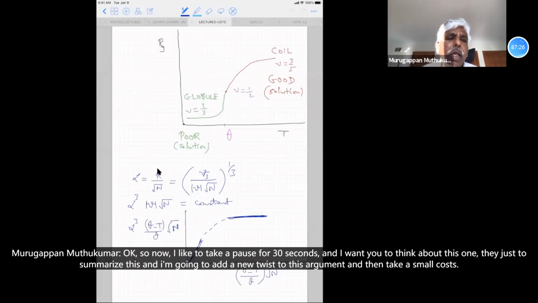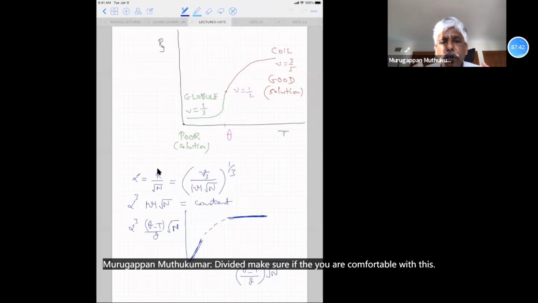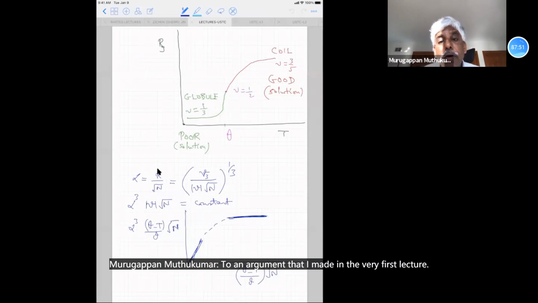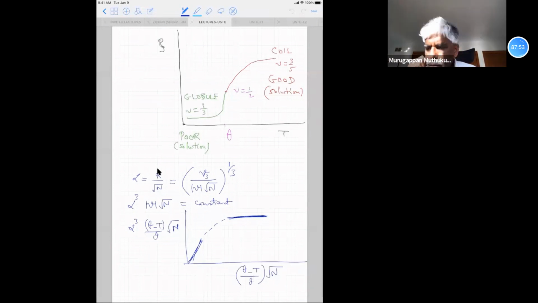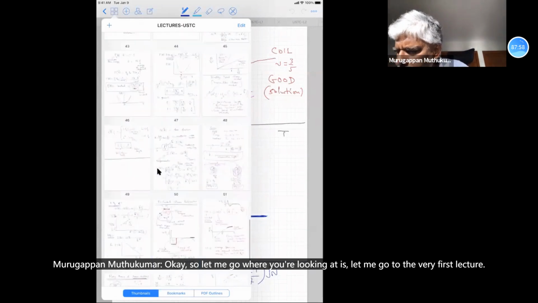Okay, so now I'd like to take a pause for 30 seconds. I want you to think about this one, just to summarize this. I'm going to add a new twist to this argument. I'm going to take a small pause. Think about it. Make sure you are comfortable with this. Then I'd like to go back to an argument that I made in the very first lecture. So let me go, while you are looking at this, let me go to the very first lecture.